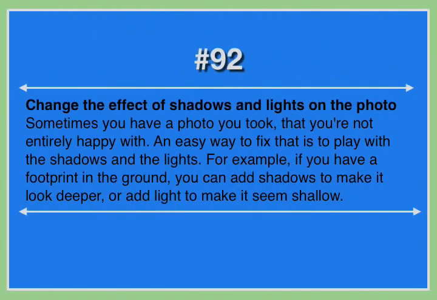Number 92. Change the effect of shadows and lights on the photo. Sometimes you have a photo you took that you're not entirely happy with. An easy way to fix that is to play with the shadows and the lights. For example, if you have a footprint in the ground, you can add shadows to make it look deeper, or add light to make it seem shallow.